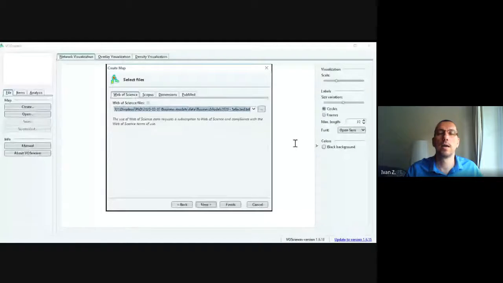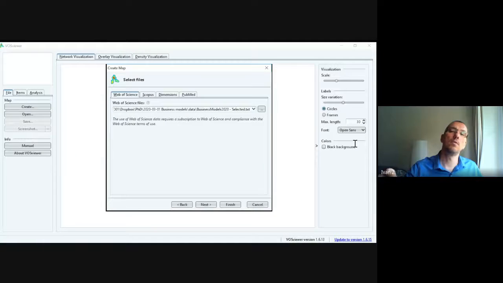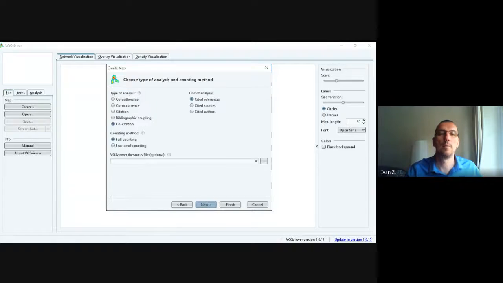Okay, so here I have VOSviewer, which is actually very simple software for bibliometric analysis. Here I also have one file that I downloaded from Web of Science. If you download data from Web of Science into a text file, you just open it with VOSviewer. This is the start. So I just selected this in my folder. Then I can choose which method I will use. For example, I'll use co-citation here, right? And I'll do it on the cited references. This means on the cited paper level.